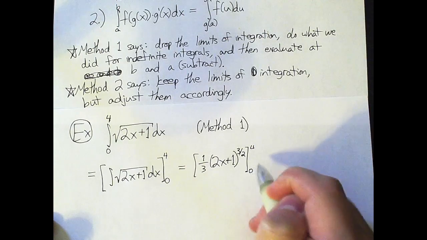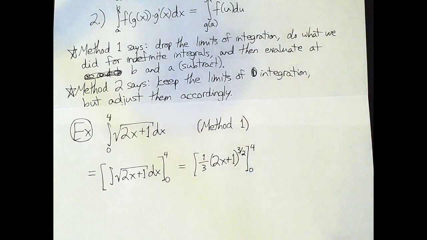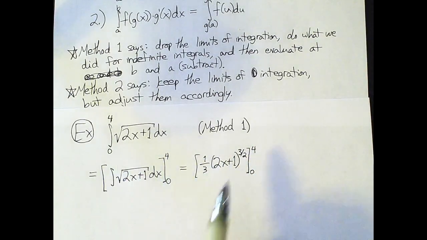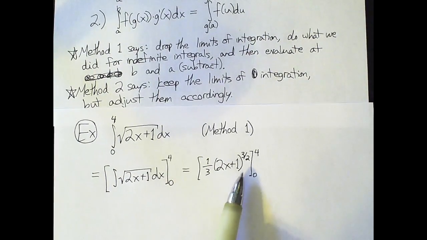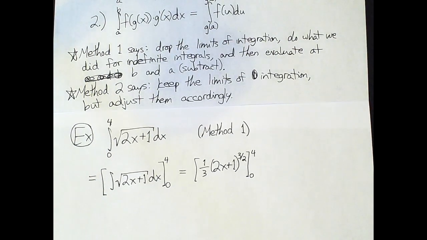Oh, you know what else I should say? We don't need to write the plus c in here. Just like other problems that we've done with the evaluation theorem, you don't need a plus c inside, because if you put a plus c there, it would wind up canceling out by the end anyway. You'd get a c minus c. Also, we know that the answer to this is just going to be a number.